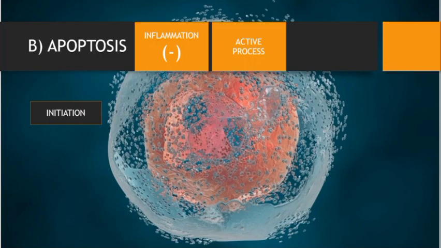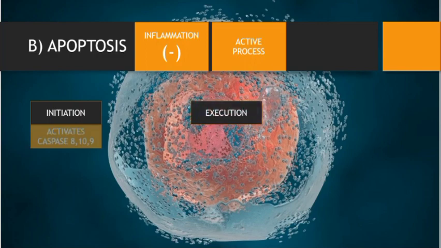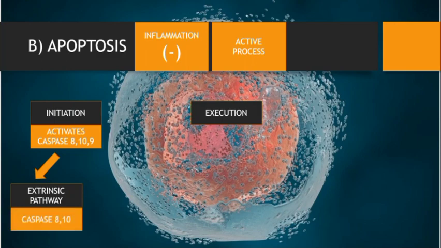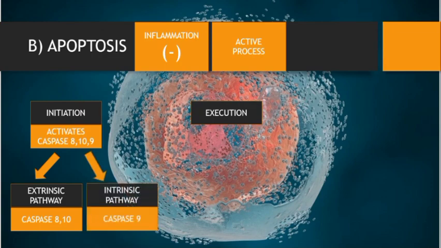Now, let's see the processes. First, apoptosis is initiated. In the initiation step, caspases 8, 10, and 9 are activated. This is done by two pathways. The extrinsic pathway activates caspase 8 and 10. The intrinsic pathway activates caspase 9.